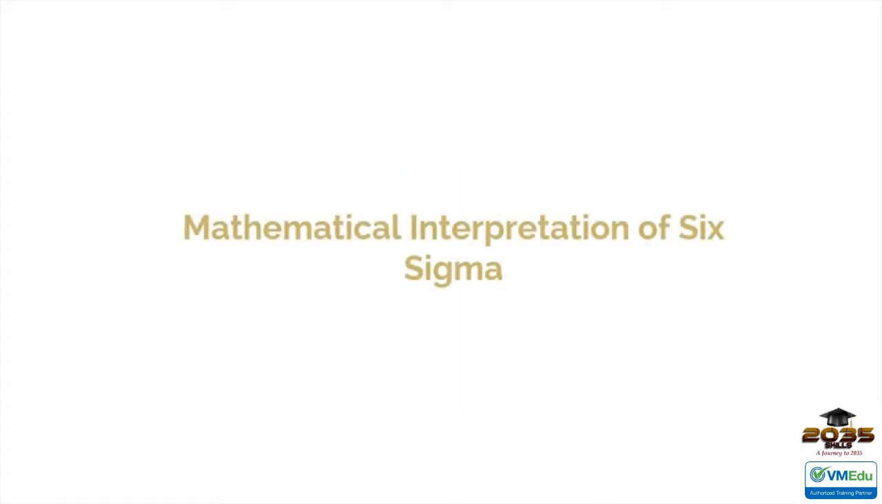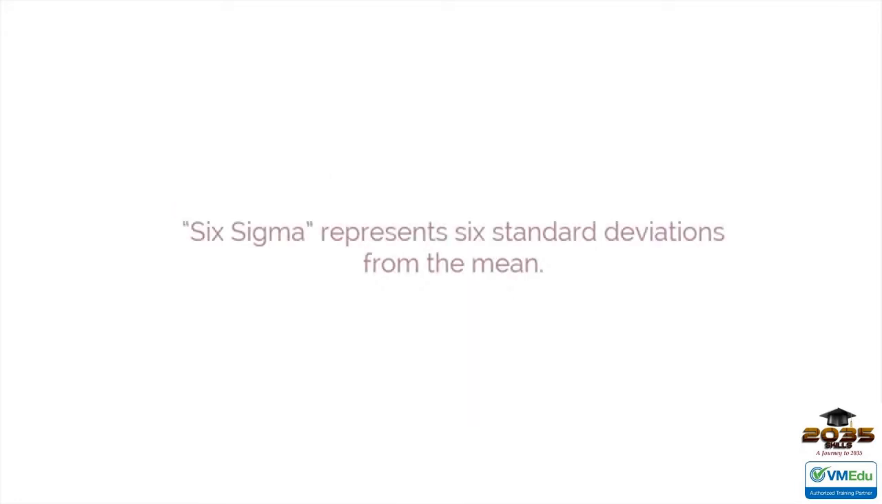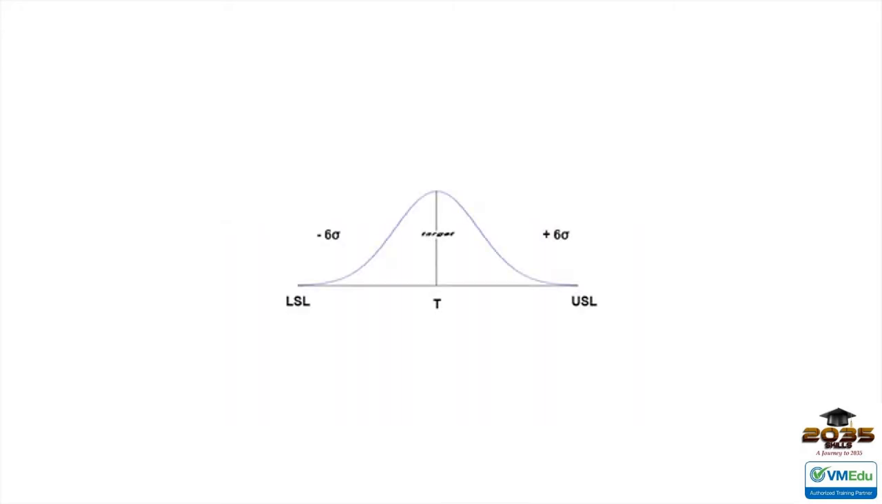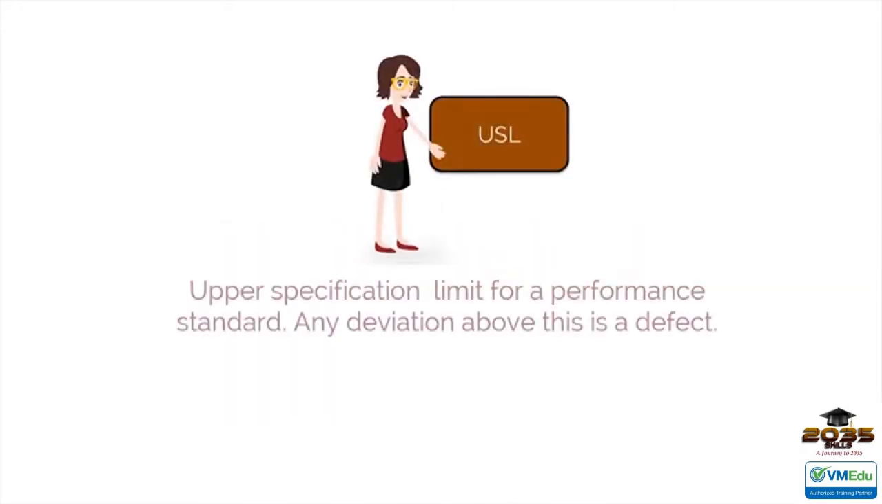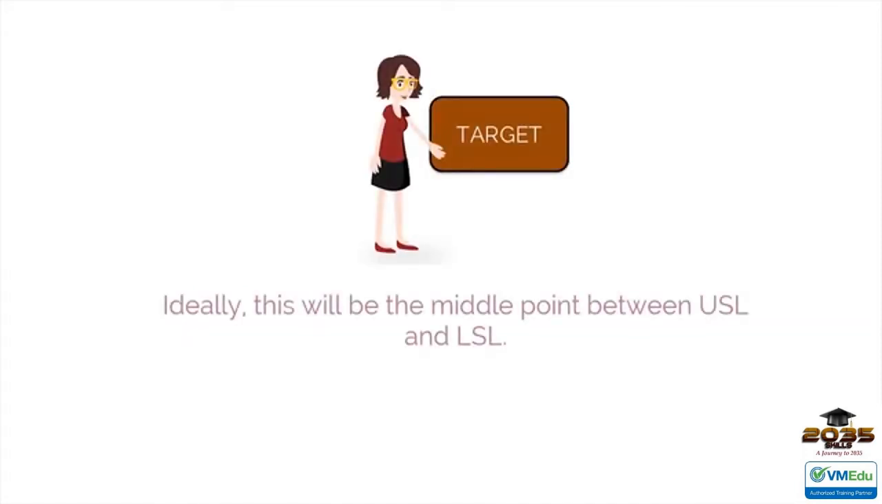In our next chapter, we will learn about the mathematical interpretation of Six Sigma. Sigma, represented by the Greek letter sigma, stands for standard deviation from the mean. Six Sigma represents 6 standard deviations from the mean, where USL, upper specification limit for a performance standard, any deviation from this is a defect. LSL, lower specification limit for a performance standard, any deviation below this is a defect. Target, ideally, this will be the middle point between USL and LSL.